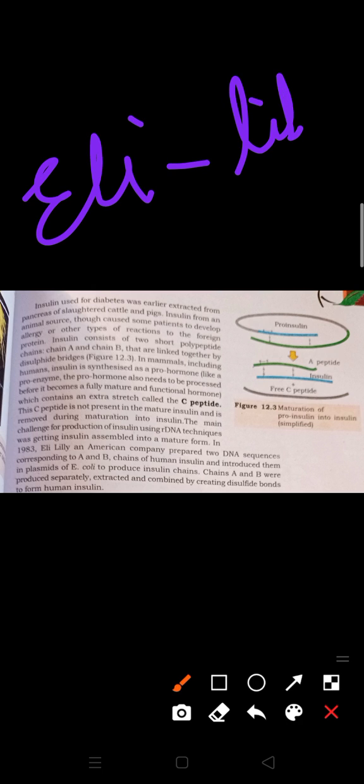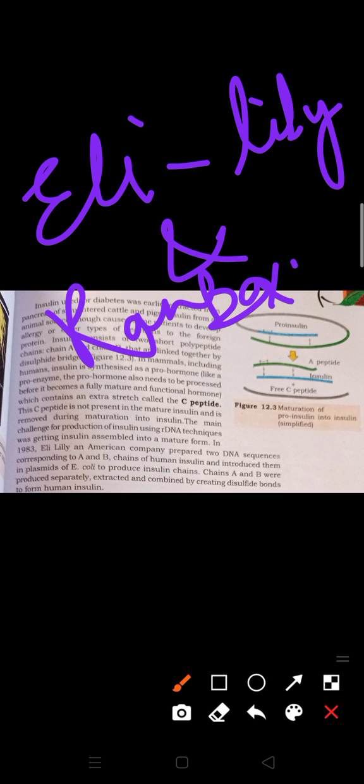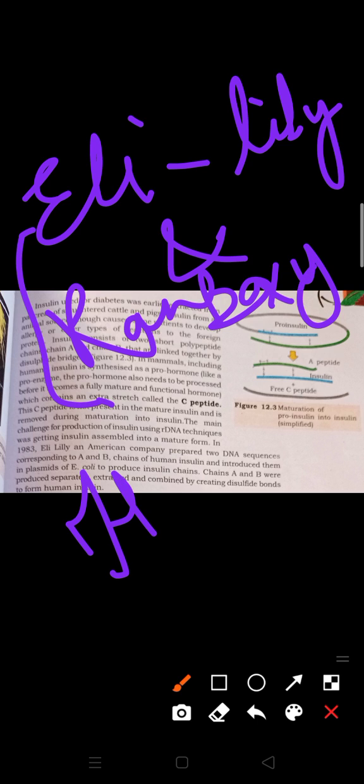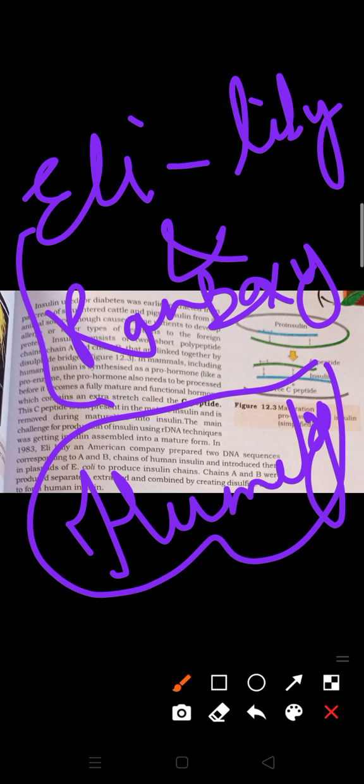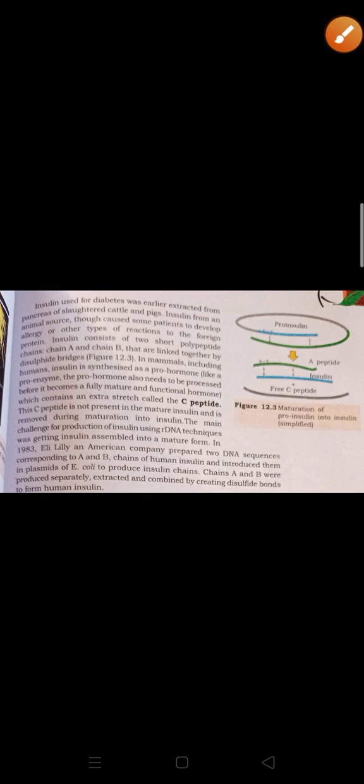One more discovery related to insulin is by the pharmaceutical company Eli Lilly and Ranbaxy. They both combined to form Humalog. What is Humalog? Humalog is just an analog of insulin. Humalog is a very rapid process of producing insulin. This Humalog takes very little time. It is just like humulin, or it is just an analog of insulin. So after the rediscovery, new things came into existence.